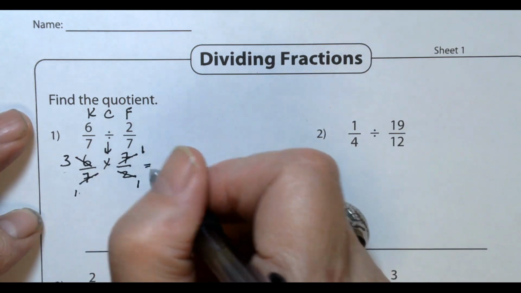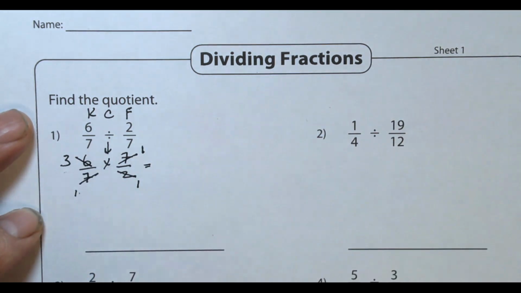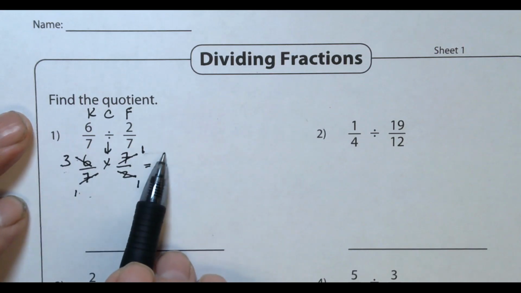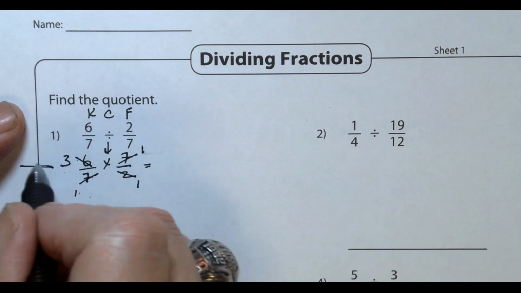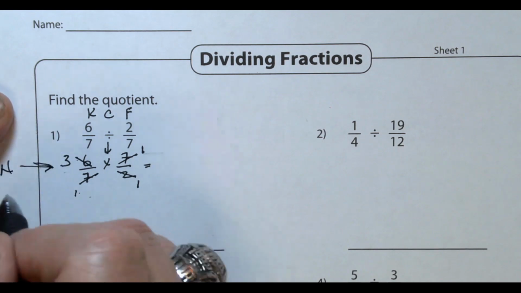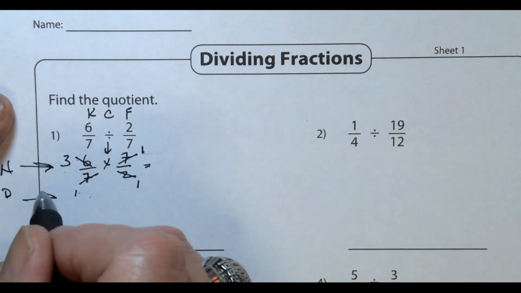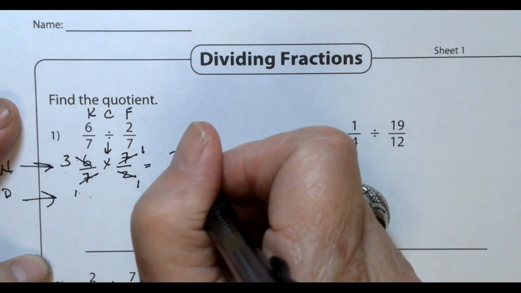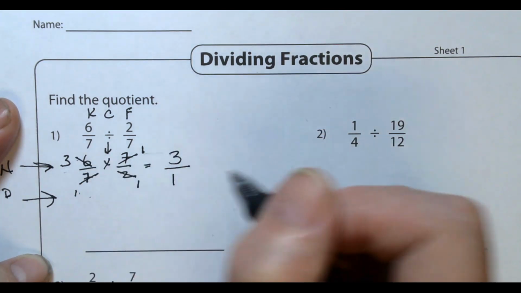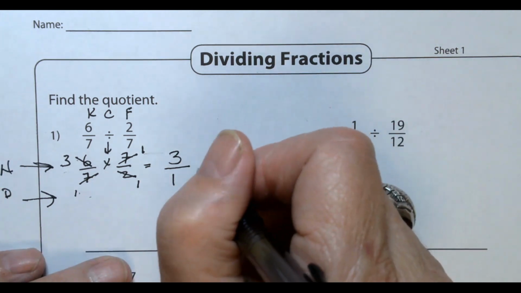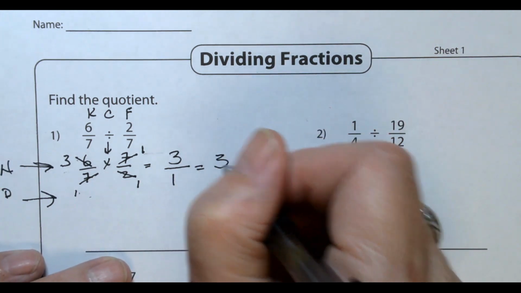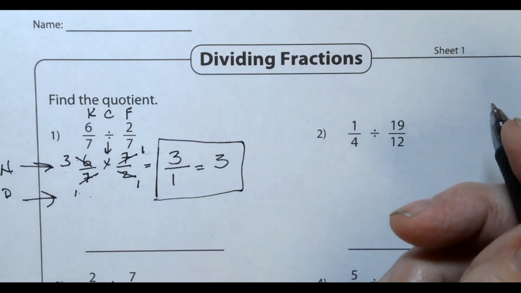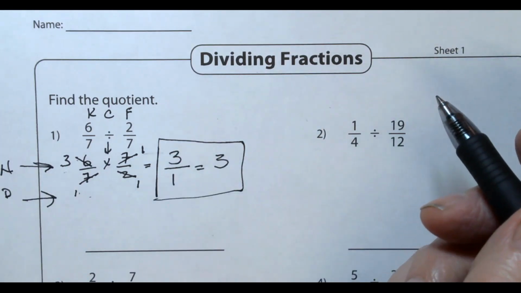So this is just normal multiplication of fractions. So I'm going to multiply my numerators, and I'm going to multiply my denominators across and see what my answer is. So 3 times 1 is 3, and 1 times 1 is 1, and I know that 3 over 1 is the same thing as 3. So my final answer for number 1 is 3. Okay, let's look at 2.